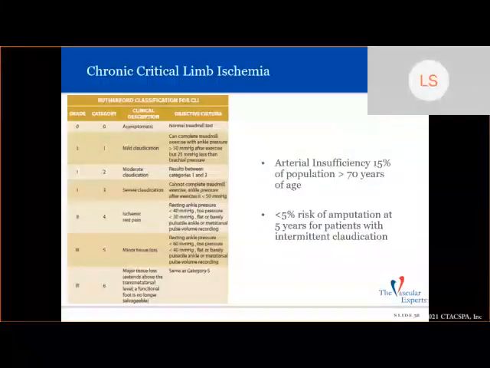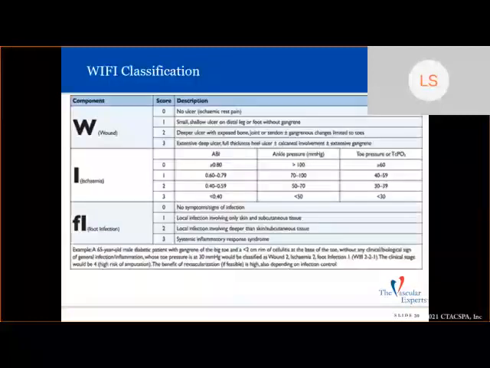It's all benign disease. And the rate of losing your limb with any sort of claudication alone is just 5% over 5 years. So that's 1% a year. So you don't necessarily need surgery. It's ischemic rest pain with tissue loss and ulceration that needs treatment.